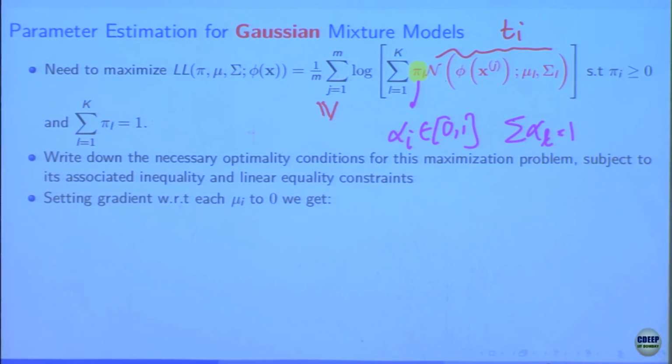Okay, so I know that this is greater than or equal to the summation over i of pi i times log of t i. The t i is that entire expression. This is the basic property that is used in the EM algorithm. Instead of trying to maximize this, you try and maximize the lower bound.